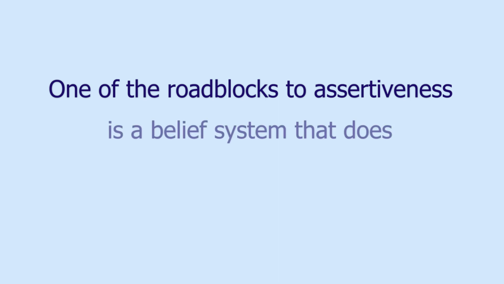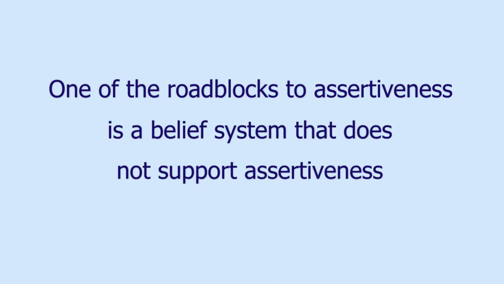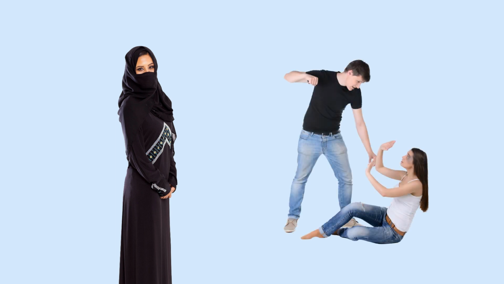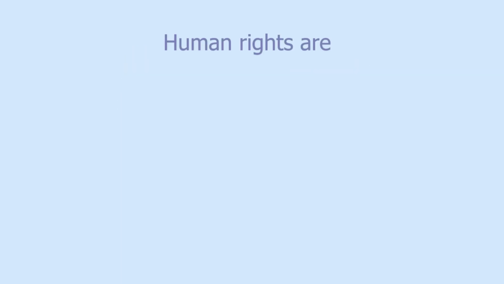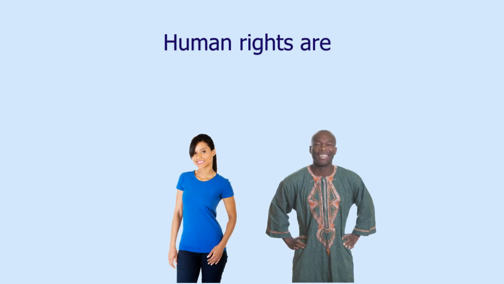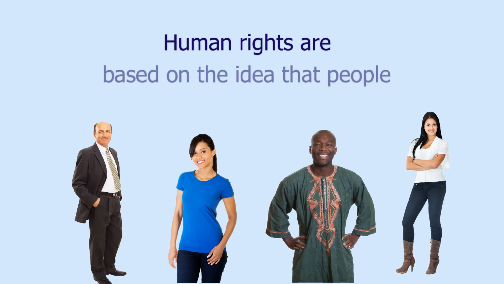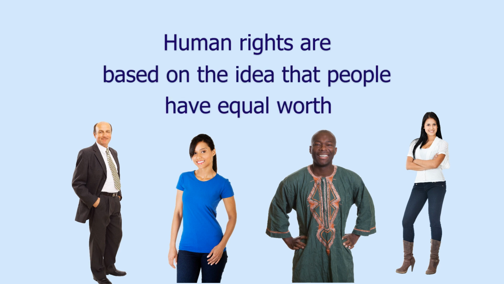One of the roadblocks that prevents people from using an assertive style is a belief system that does not support assertiveness. Women who come from countries where they have few or no rights, as well as women who have been in abusive relationships, can be taught assertive skills, but they will not use them until they buy into the idea that they have rights. Keep in mind that human rights is a Western idea that flows out of the Christian belief that people have equal worth. There are still many places in the world where large parts of the population do not have rights or are considered as having little or no value.